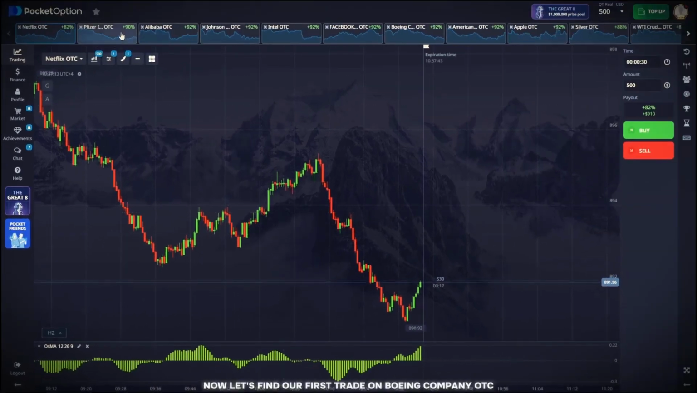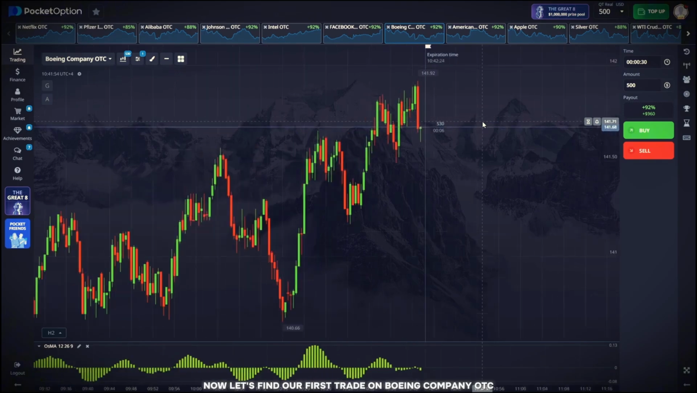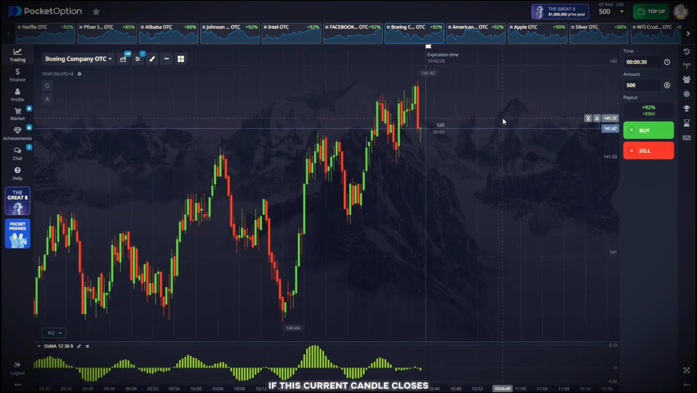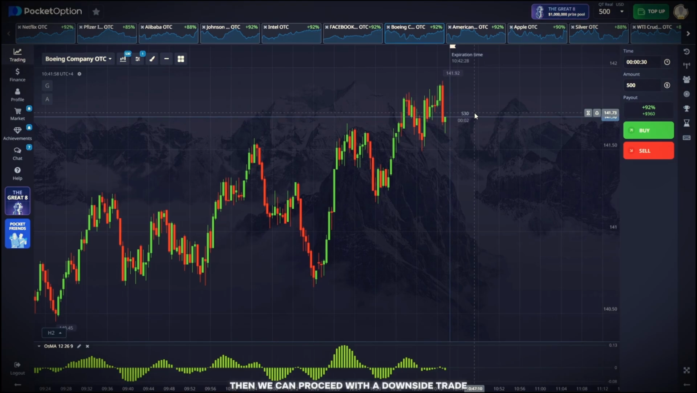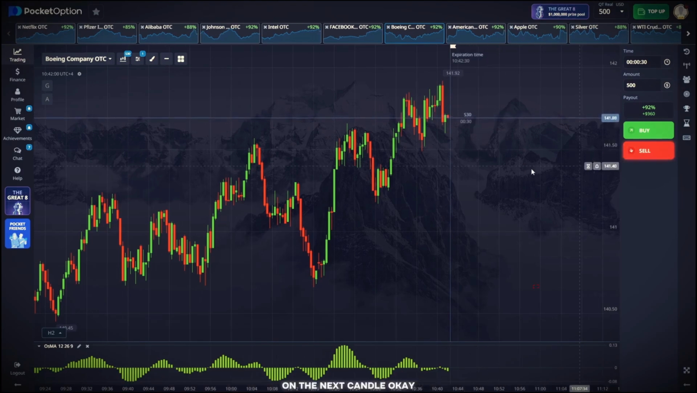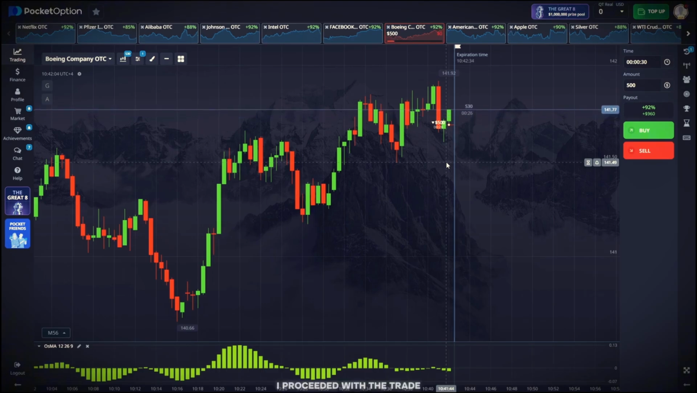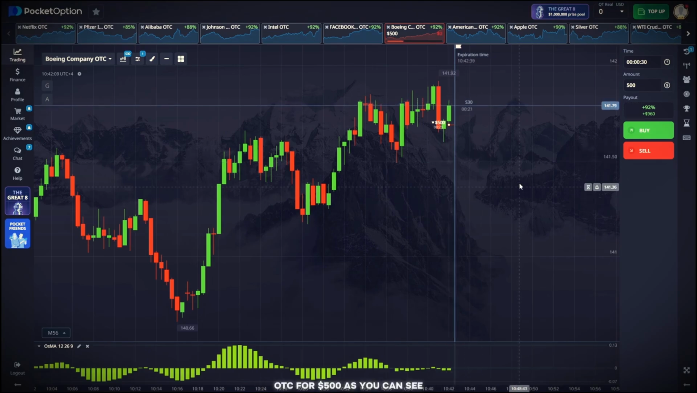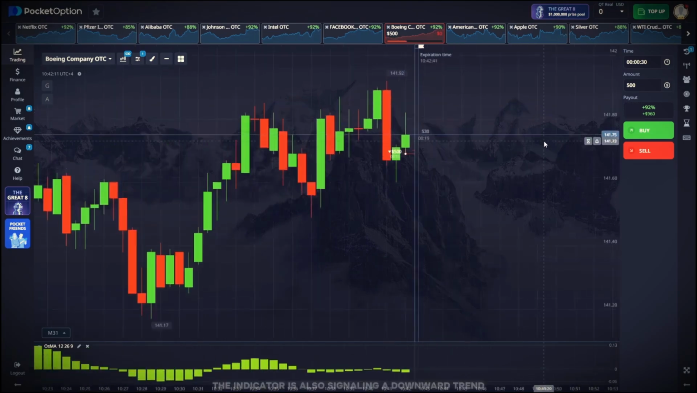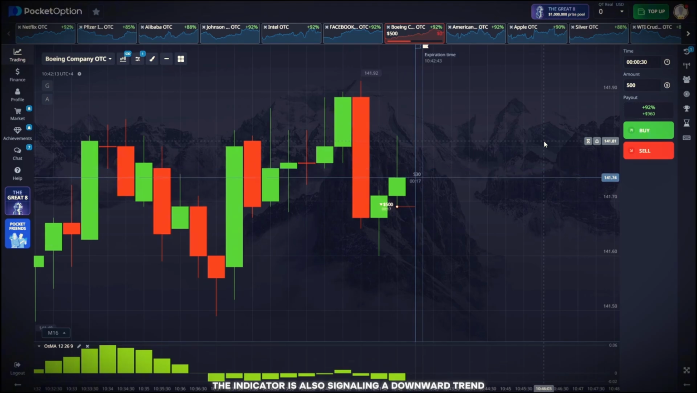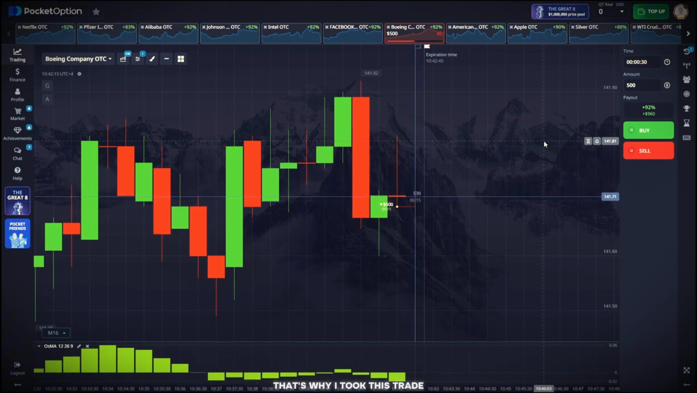Now let's find our first trade. On Boeing Company OTC, we have a setup for a downside move. If this current candle closes, then we can proceed with the downside trade on the next candle. Okay, the candle has closed, so I proceeded with the trade for the downside move on Boeing Company OTC for $500. As you can see, the indicator is also signaling a downward trend. That's why I took this trade.